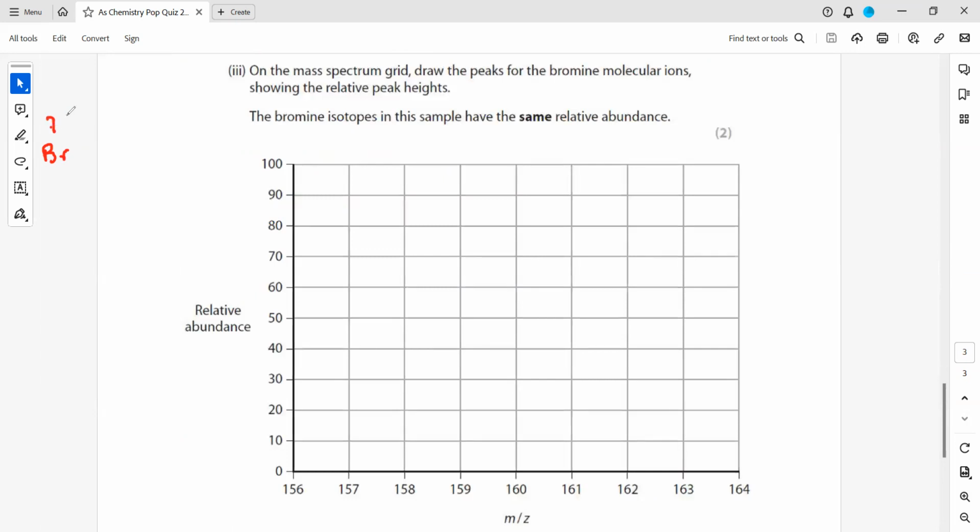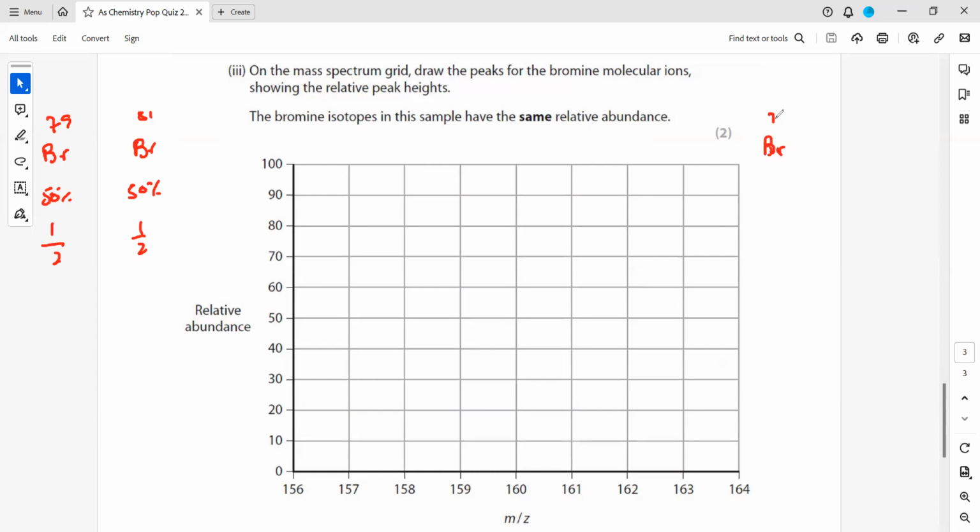one is 79, another one is 81. Both are 50%. And this is a percentage relative abundance. So 50% means 1 by 2. In terms of fraction, I can say this is 1 by 2, this is also 1 by 2. Now, what are the possible combinations I can have?